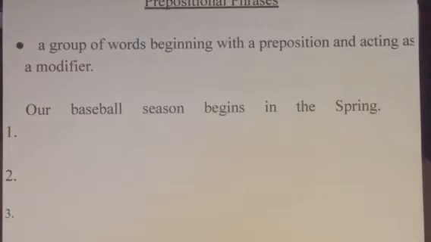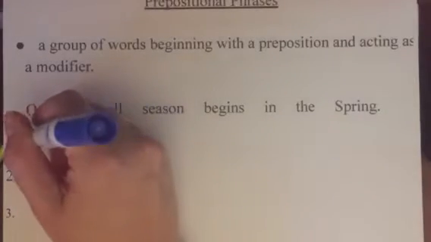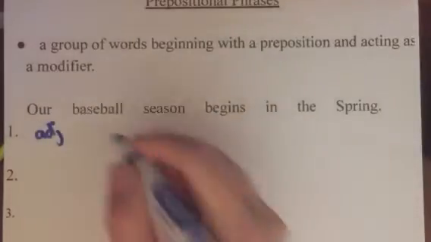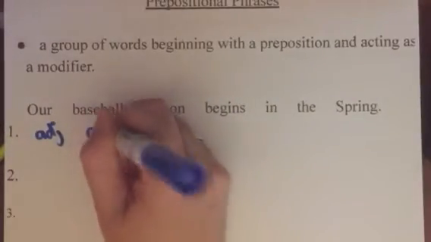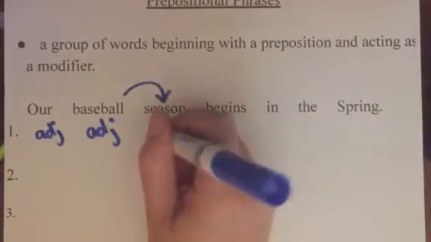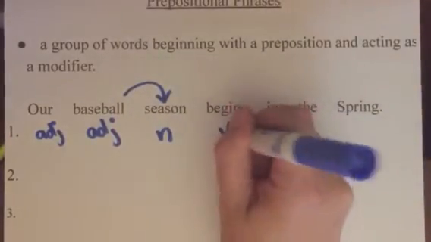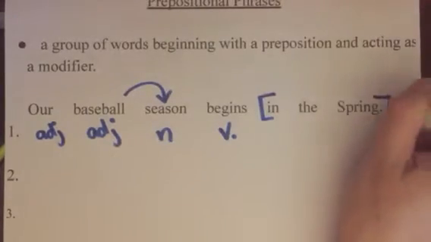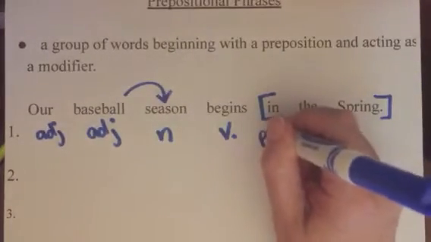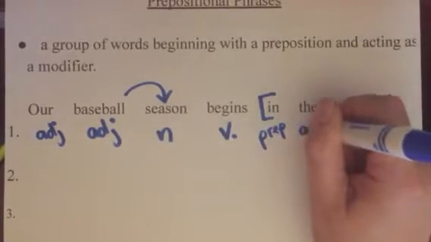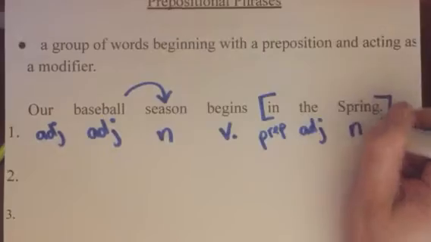All right, let's do an example. A group of words beginning with a preposition and acting as a modifier is what a prepositional phrase is. So our sentence, our baseball season begins in the spring. Let's do the 3 levels of analysis. So here we have our, acts like an adjective. Baseball in this sentence acts like an adjective because it modifies season, which is a noun. Begins is our verb. In the spring. All right, there we have our prepositional phrase. So in is the preposition, the is an adjective, spring is our noun.